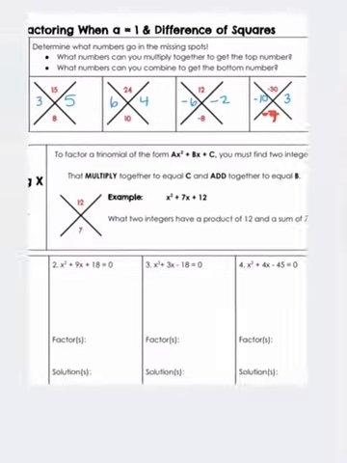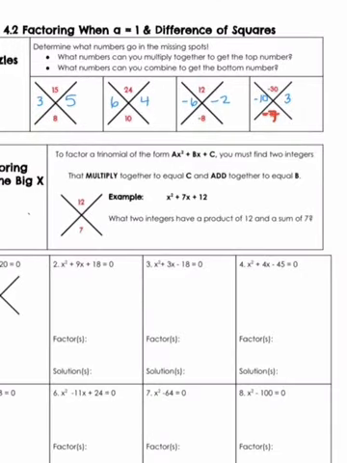So I want you to think about these equations that we're going to look at as puzzles just like that. So here, when we have an equation, we need to figure out what numbers are going to multiply to be C, which is the last number, and add together to be B, which is the middle term. Okay. So what two numbers are going to multiply to 12 and add to 7? Those two numbers are going to be 3 and 4.